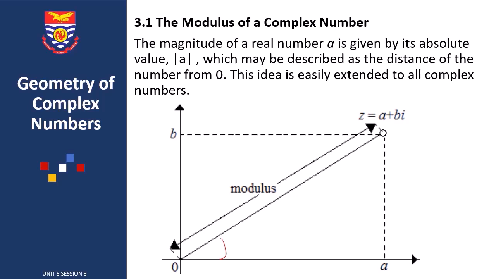So you can find the distance here. By using the Pythagoras theorem approach, if I call this side a and this side b, you can easily find the modulus of z. By the application of the Pythagoras theorem, you can say that the modulus of z is the square root of a squared plus b squared. You will look at more of this in the subsequent pages.